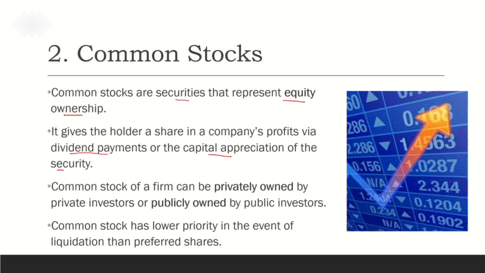Okay. Common stock of a firm can be privately owned by private investors or publicly owned by public investors. Common stock has lower priority in the event of liquidation than preferred shares. Okay, maksudnya adalah kita stocks ni dia ada dua jenis, common stock and preferred stock. So common stocks ni dia punya priority bawah sikit daripada preferred stock, ya.